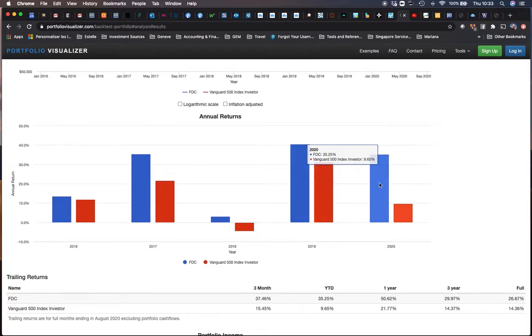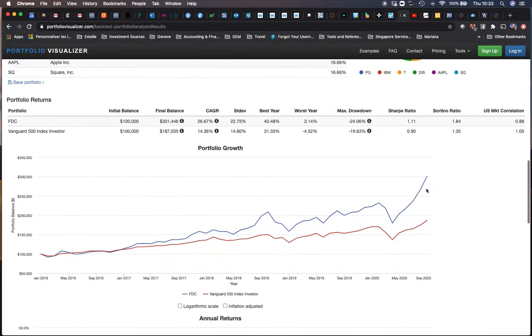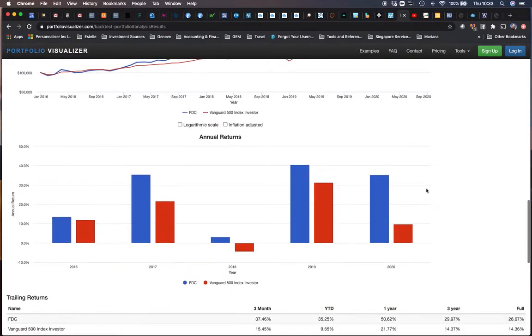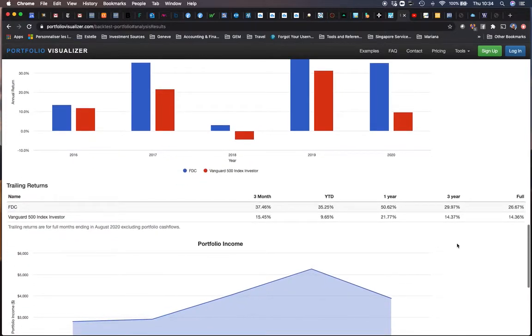And this year, clearly in 2020, is a huge performance compared to the S&P. So far, 35% versus 9.7%. That is what I want now as a portfolio manager, to beat the S&P. If I can do this in a constant way, it's even better, right?